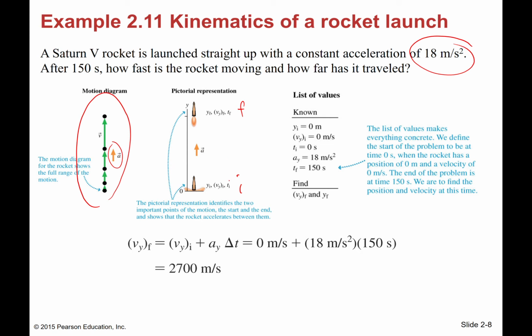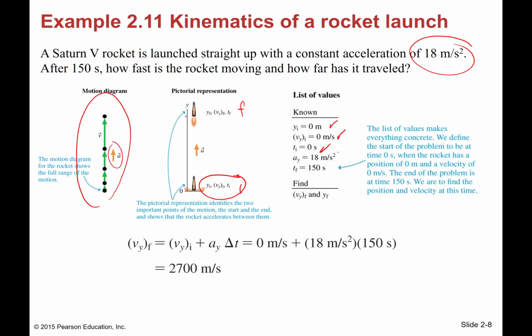We have the names for the symbols, and we can go ahead and start seeing what we know and what we need to find. We know y initial, we know the initial velocity, these both are 0, and we know the initial time because we can always set our stopwatch to 0. So we know those three numbers.